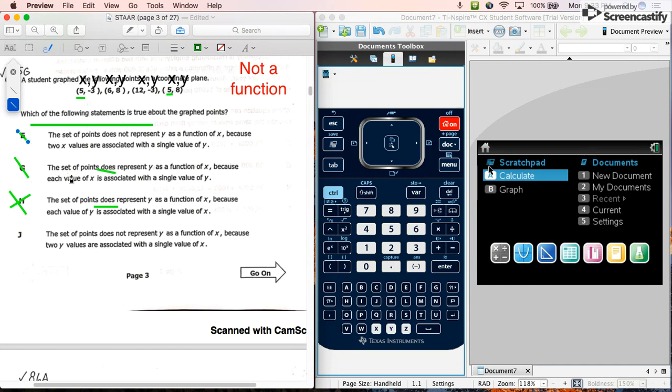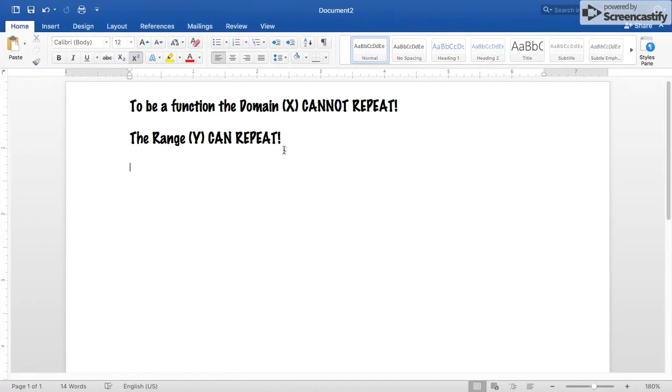So what I'm going to do is tell you why J is the answer, because J is indeed our answer. Let's go ahead and underline this because we know that's going to be their answer. It says the set of points does not represent y as a function of x because two y values are associated with a single value of x. This is true. I have two y values associated with a single value of x. That means I have two different y values with one x. So let me show you what that looks like.